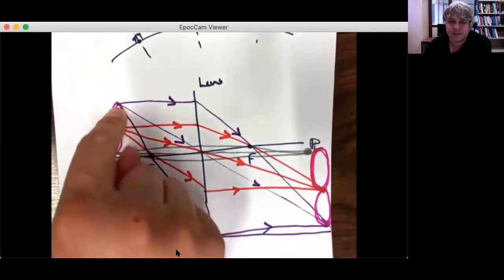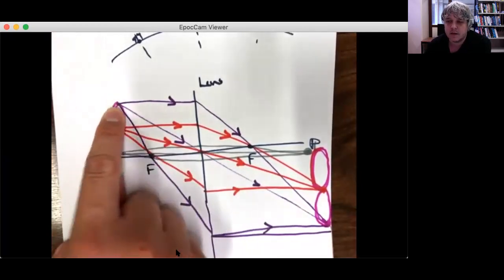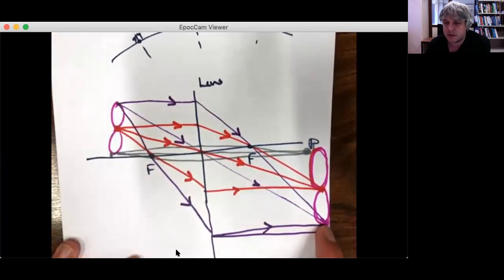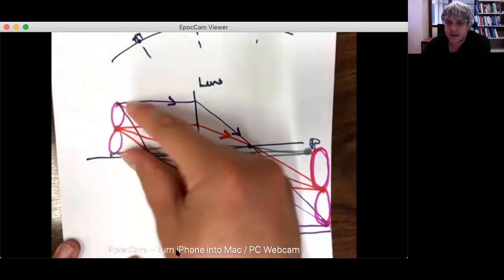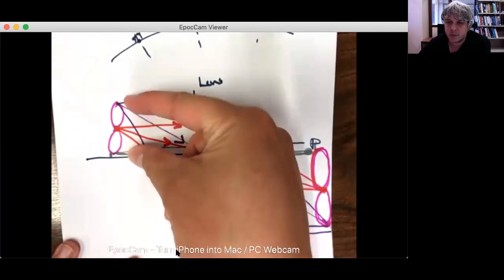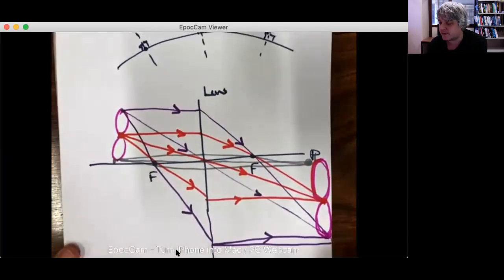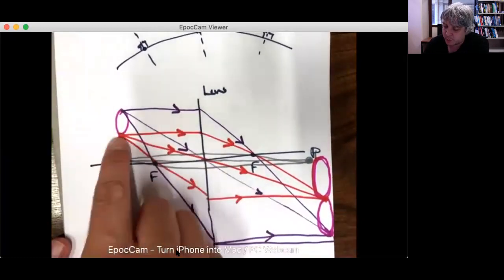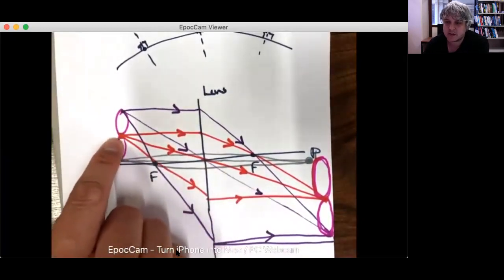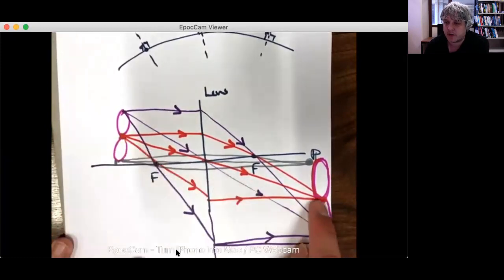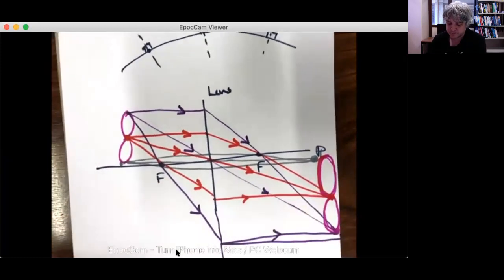So as I said, we often just take the very top of our object and use that to find the very top of the image, and then we know that it's basically going to scale. If this is what the object looked like, the image will be flipped upside down, and it'll be that big instead of that big. So that's how we generally do it, but there's nothing to stop you doing it from another point on the object, just to check. Well, the middle of the object will appear in the middle, as we would expect.